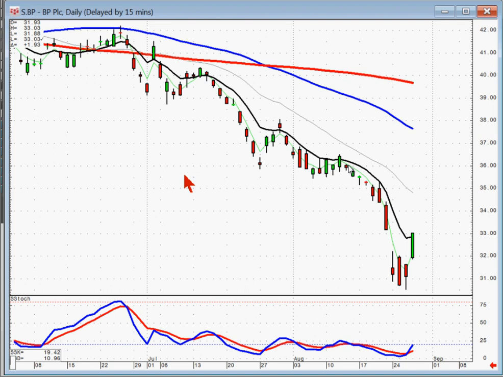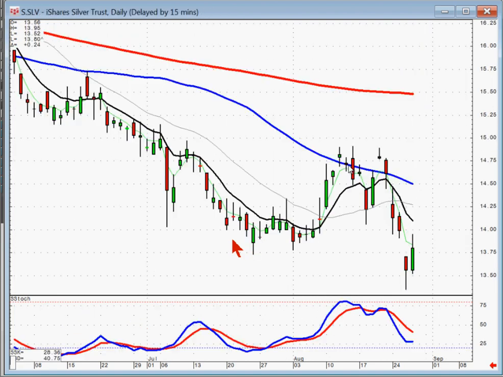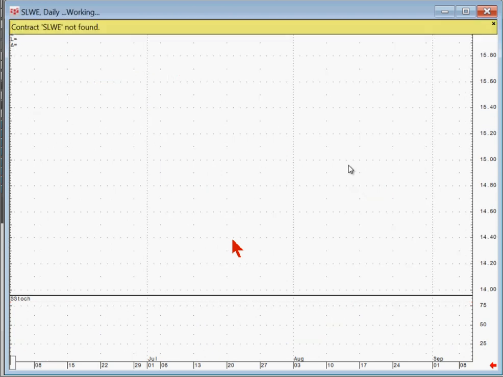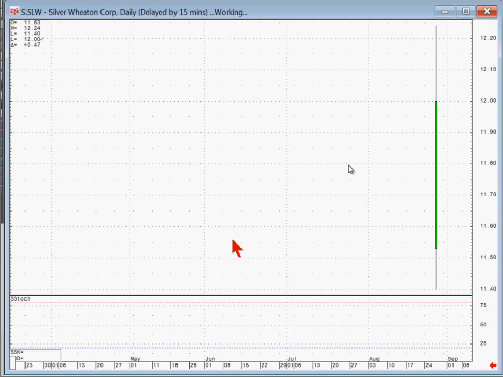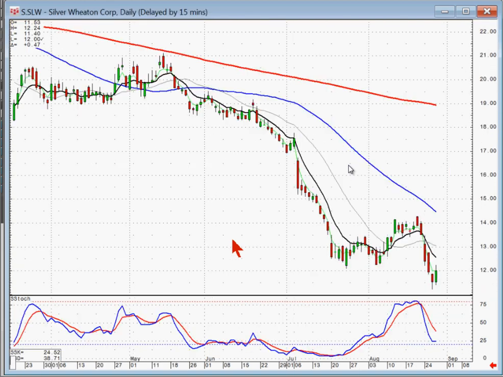British Petroleum, okay, that's a kicker signal. Notice where it opened here and closed here. Then they gapped it up above the previous day's open and went that direction. That's a strong reversal. And silver, get a little pop back up. And silver wheaten, whoops, trying to pop up a little bit also.